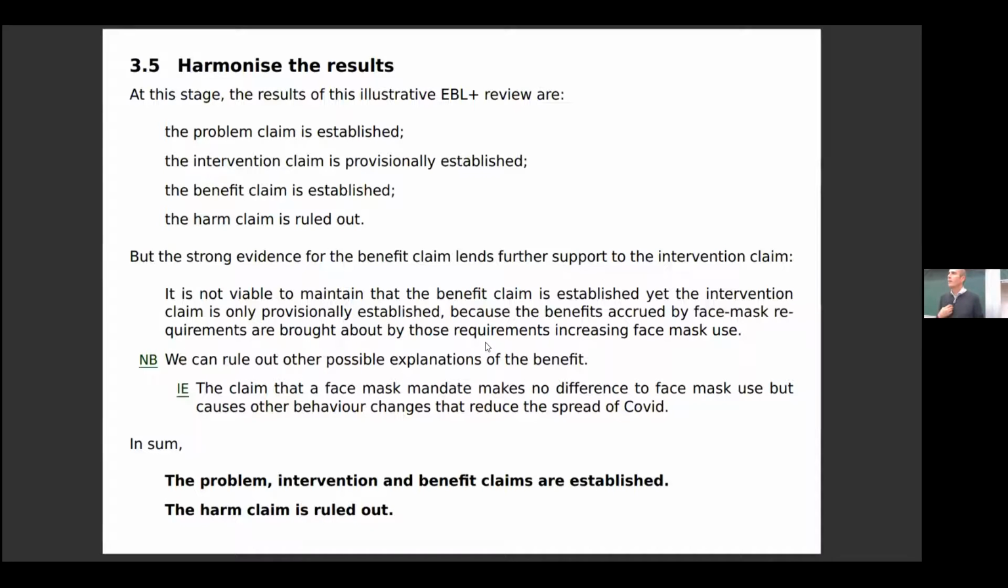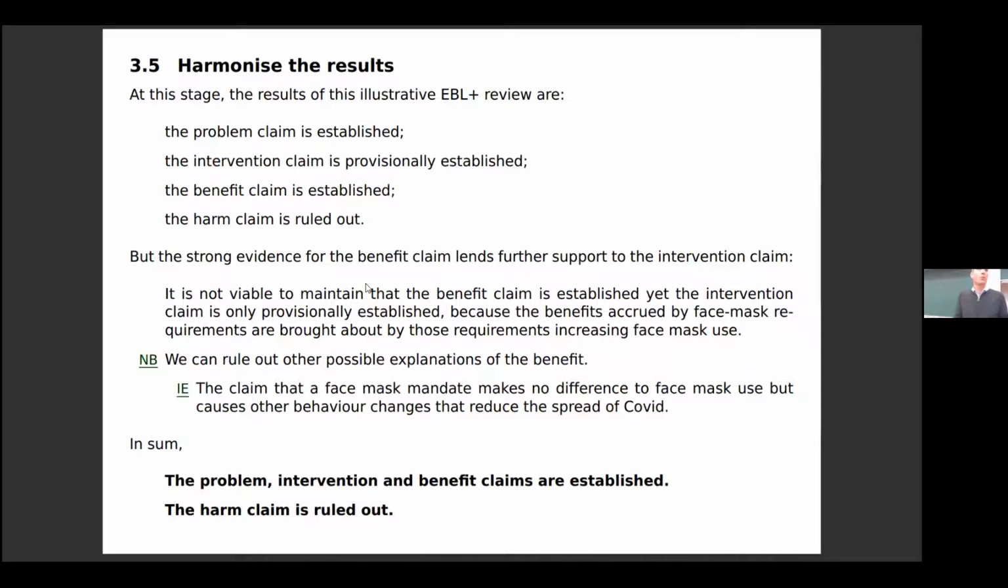And then finally, the final step of the process is to harmonize the results. So what we said initially was that the problem claim is established, the intervention claim is provisionally established, the benefit is established, and the harm is ruled out. But notice that we've established the benefit claim. It's plausible that the benefit has to proceed by the intervention being effective. So the intervention was only provisionally established by evidence pertinent just to that intervention claim. But when we considered a broader range of evidence, we established the benefit claim.